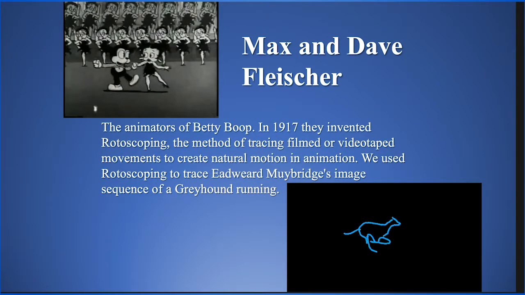Max and Dave Fleischer, they were the animators of Betty Boop. In 1917, they invented rotoscoping, which is a method of tracing filmed or videotaped movements to create natural motion in animation. We used rotoscoping to trace Edward Muybridge's image sequence of a greyhound running.